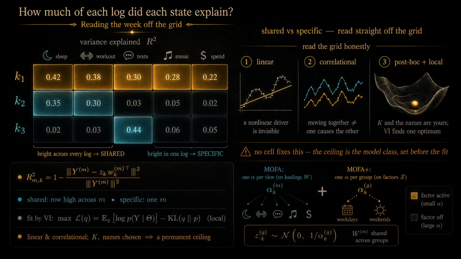And third, you chose how many states to look for. You named them afterward, and the fit itself, variational inference, climbing an approximate objective, settles into one nearby peak, not the single best one. A different starting point can hand you a different grid. None of these is a bug you can tune away with a better square. They're the ceiling of the whole model class, fixed before the fitting ever starts.